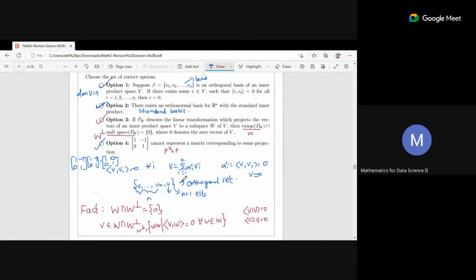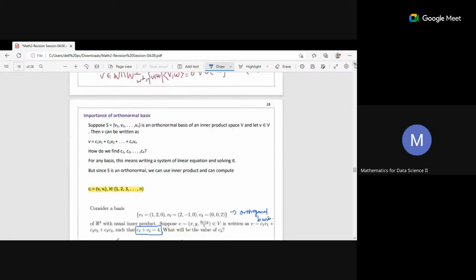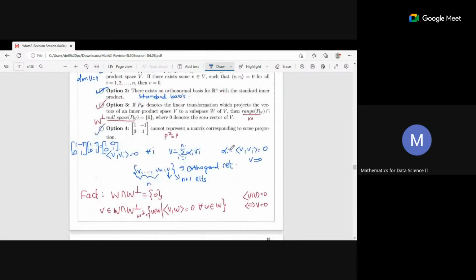So what is it that you are getting? Alpha i's are simply the inner product of V with Vi. So the inner products of V with Vi are all 0, which is already given. So your alpha i's are 0, which means your V becomes 0, right? Is that fine? Yes or no? Should I explain again? Yes, I'm fine. See, V is the linear combination of all Vi's. By this property I can write alpha i as the inner product of V with Vi, which is already 0. And so if all the alphas are 0, then V is 0. Okay, that's all.